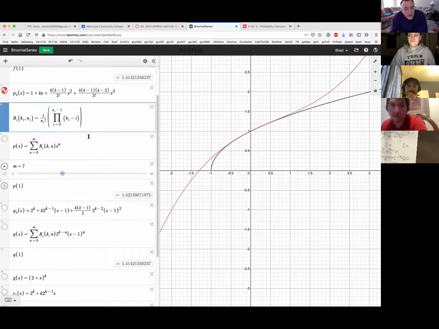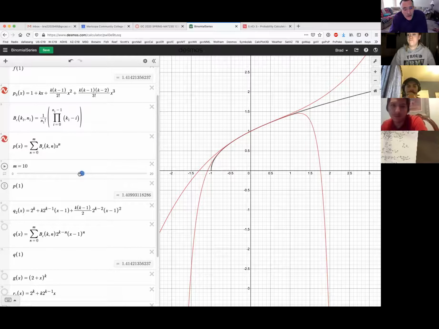If I want to write the whole thing, I can just say my polynomial is my sum, n goes from 0 to m, of the binomial coefficient times x to that power. I can turn it on, and then you can see here's the third degree, there's the fourth, fifth, sixth, seventh, eighth. And out here somewhere around the 10th one, notice that it's fitting better and better and better. We're getting a better and better estimate.